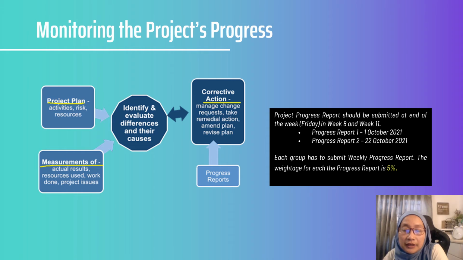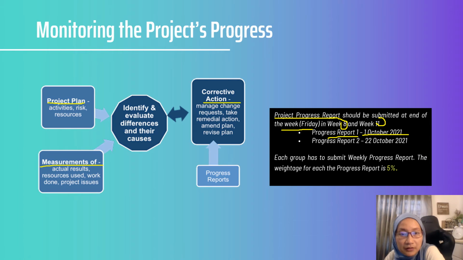This is just for information. Your progress report should be submitted at the end of the week, Friday, in week 8 and week 11. Progress report 1 you have to submit to me on the 1st October, and progress report 2 on the 22nd October. The weightage for progress reports 1 and 2 is 5% each, which means 10% for the progress report. For progress report 1, you report your activities from week 1 to week 7 or 8, and progress report 2 is for week 8 onwards.